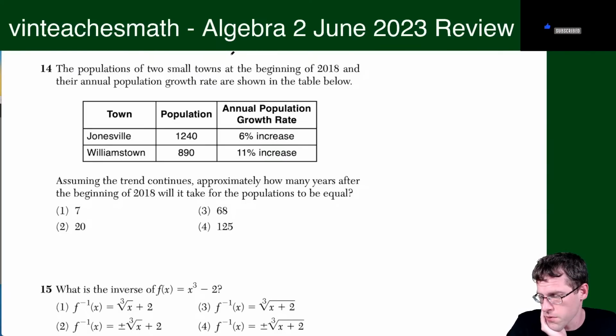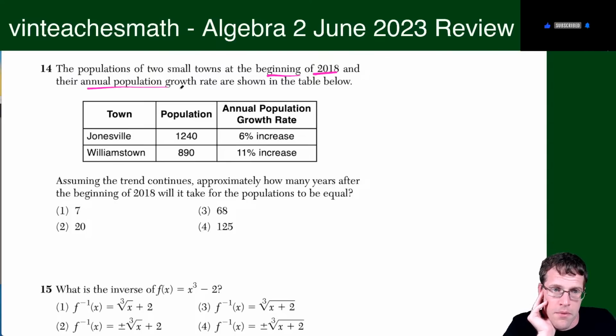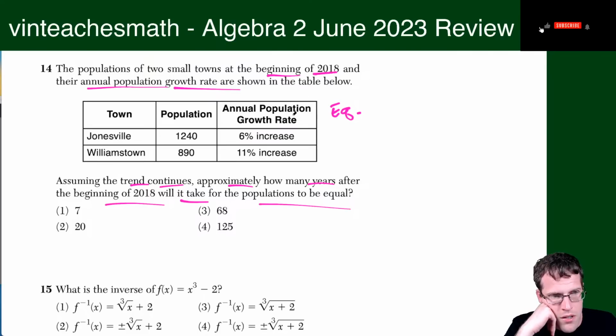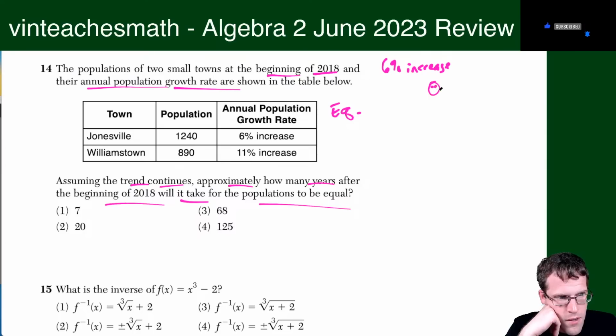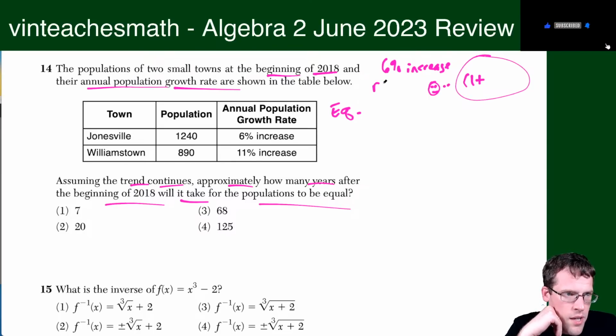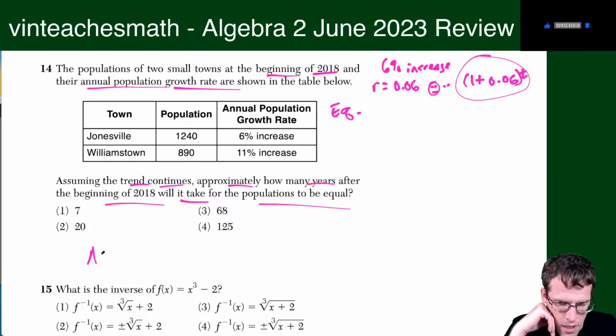Okay, so let's see. What do we got here? It's the populations of 2 small towns beginning 2018, and their annual population growth rate are shown in the table. Assuming the trend continues, approximately how many years after the beginning of 2018 will it take for the populations to be equal? Oh, so we have to just make an equation for this. So just know a 6% increase, my head goes to 1 plus r, and 6% is 0.06. So I'm doing 1 plus 0.06 to the t power. If you want a formula, A equals P times 1 plus or minus r to the t power.